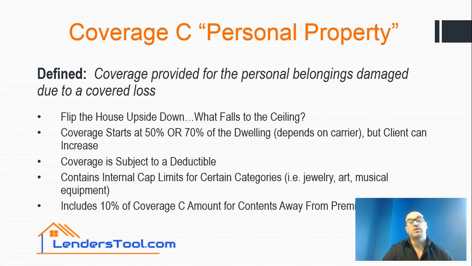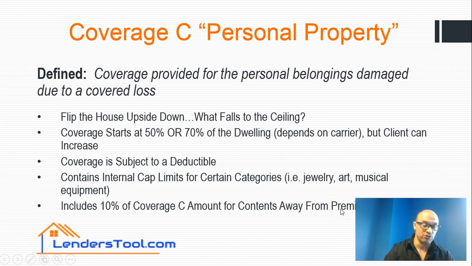This is huge. I run across clients regularly who don't even know about this, but you'll find things such as jewelry, artwork, musical equipment, camera equipment, antiques and collectibles, things of that nature. Those are all going to be capped on those different categories built in within the policy. So you could have $200,000 of contents coverage, but you may only have $1,500 of jewelry coverage total on the policy. Then you'll see that it's going to include 10% of the amount for contents away from premises.